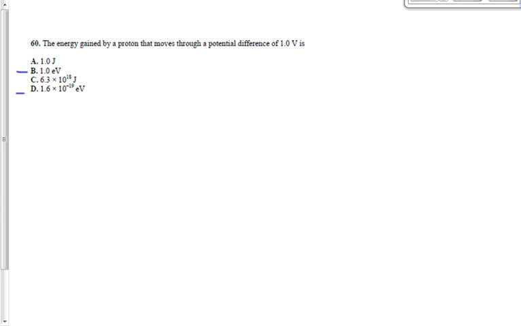The answer is B. It goes back to the definition. The definition of an electron volt is the energy gained by an electron as it's accelerated through a potential difference of 1 volt. The energy gained by an electron as it's accelerated through a potential difference of 1 volt is 1 electron volt. So the answer is B. It's just the definition. Now, why did we say 1.6 times 10 to the minus 19? Well, because the energy gained in joules as an electron is accelerated through that is 1.6 times 10 to the minus 19. But that's joules, not in electron volts.